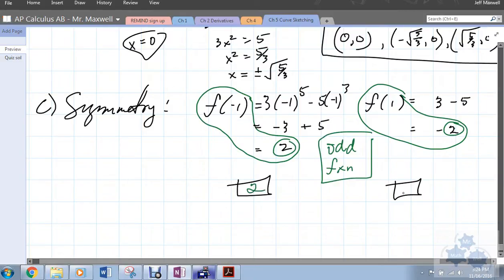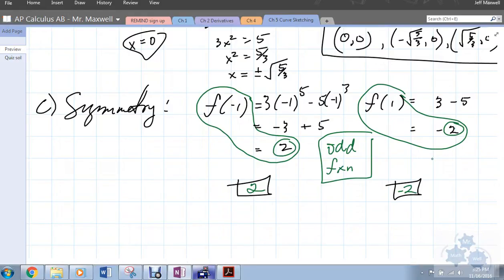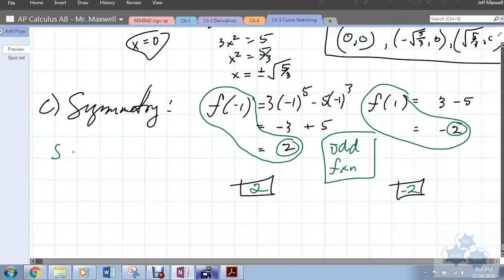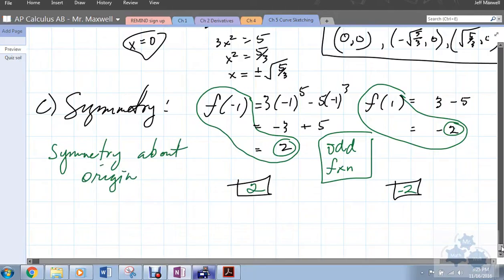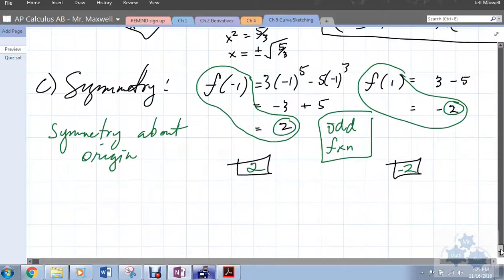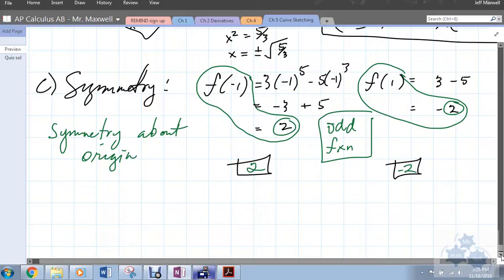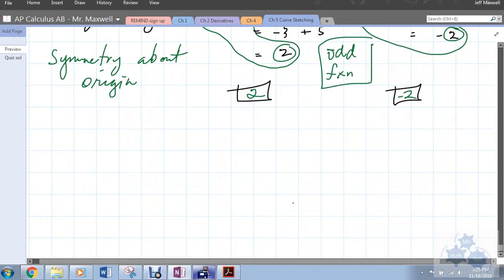Okay, so positive 2 and negative 2. If you have the same number but different signs, odd. If you have the exact same number and the exact same sign, it's even. Anything else, no symmetry. So this is symmetry about the what? Symmetry about the, very good, the origin. Okay, let's stop so far to see what we have. So we have, what do we have?